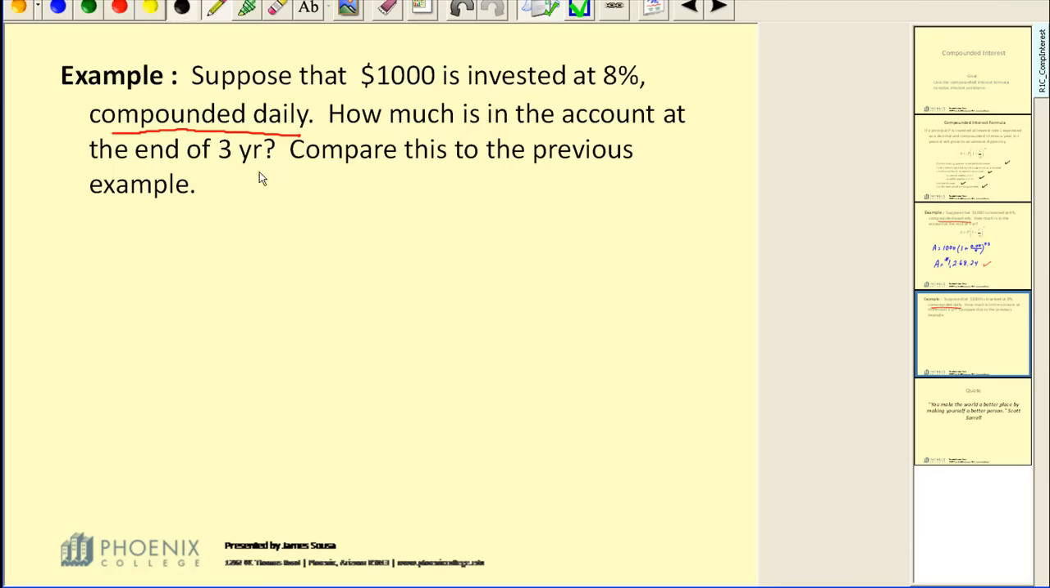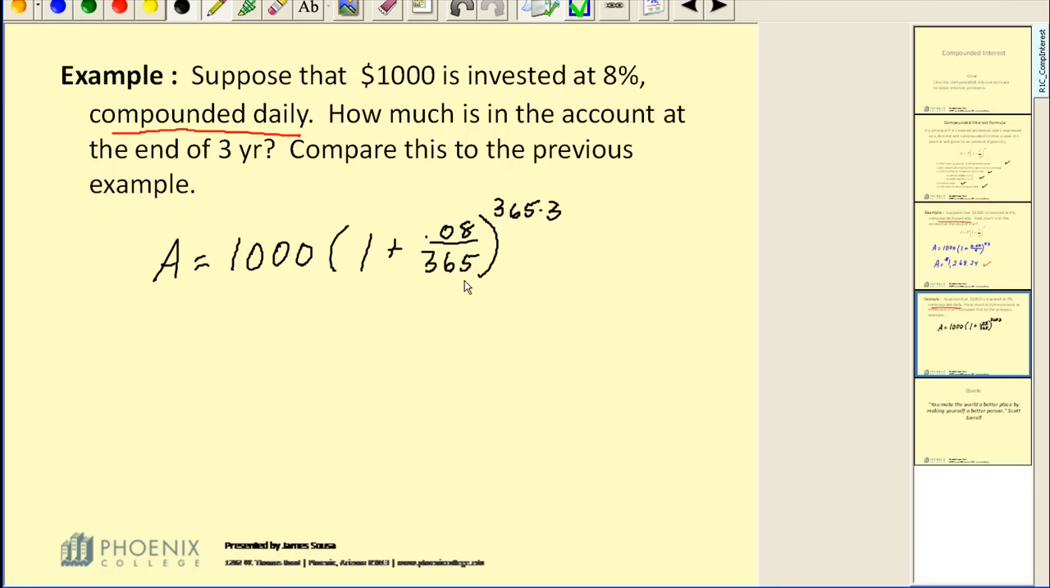Okay, so let's write out our formula. The amount after 3 years will be equal to the principal, still 1,000, times the quantity 1 plus the interest rate as a decimal. We're supposed to divide this by n. If it's compounded daily, we assume there are 365 days in a year. We raise this to the n times t power, 365 days times 3. Again, we have a daily rate here, and we have the number of days in 3 years here.